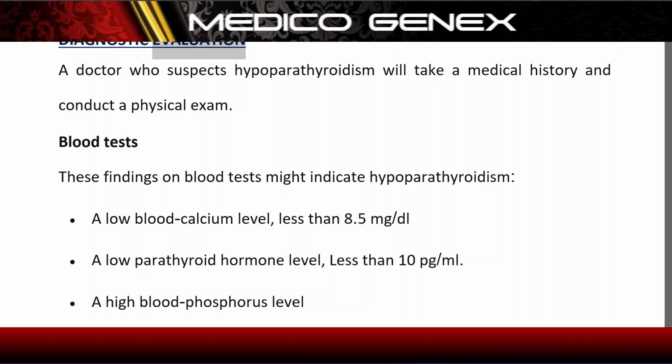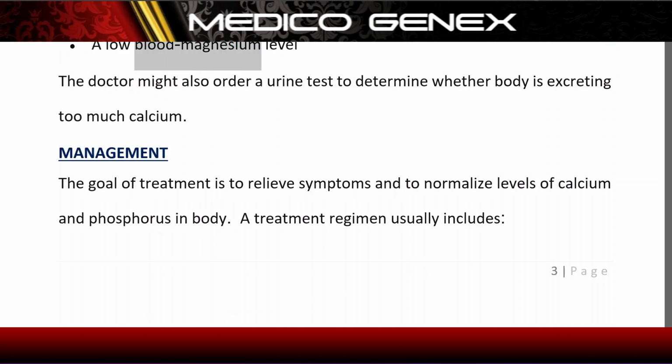Diagnostic evaluation. A doctor who suspects hypoparathyroidism will take a medical history and conduct a physical exam. Blood tests. These findings on blood tests might indicate hypoparathyroidism. A low blood calcium level, less than 8.5 mg/dl. A low parathyroid hormone level, less than 10 pg/ml. A high blood phosphorus level. A low blood magnesium level. The doctor might also order a urine test to determine whether the body is excreting too much calcium.